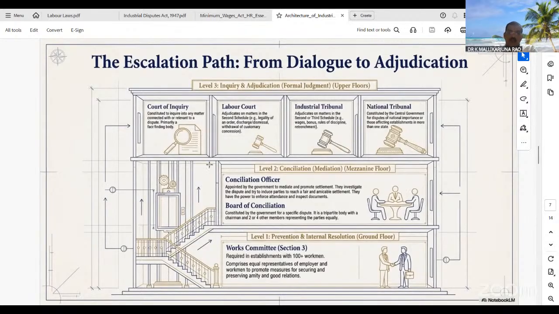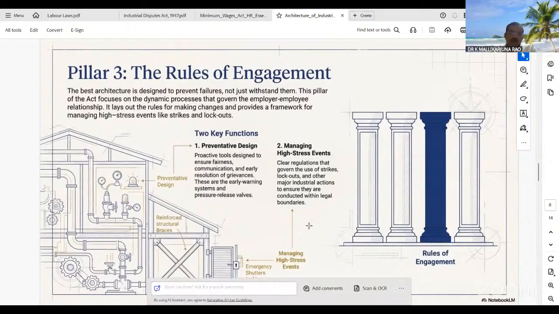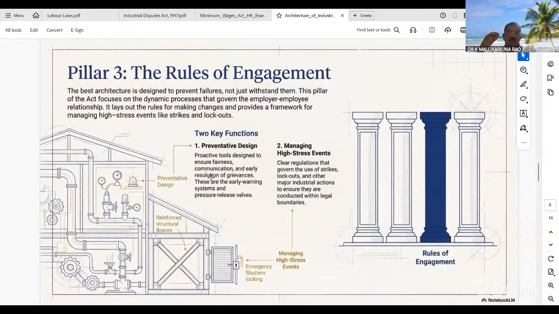The court of inquiry can be either a labor court, an industrial tribunal, or a national tribunal. Here also the issues can be resolved. Rule engagement, you see, is the third pillar of engagement, the best architecture designed to prevent failure, not just within this framework. So the key function of this rule engagement, we can say, is preventive design. A proactive tool designed to ensure fairness, communication, and early resolution, where grievances can be addressed.